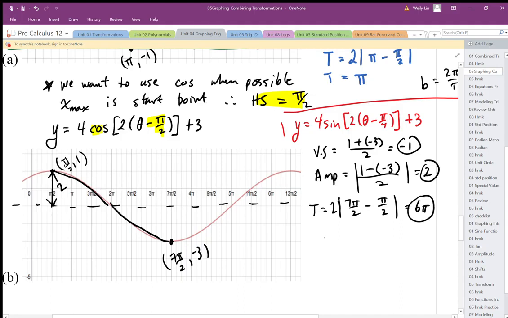I want to solve for b. So it's going to be 2 pi over the period. So my b value is 1/3, or horizontal expansion by 3.